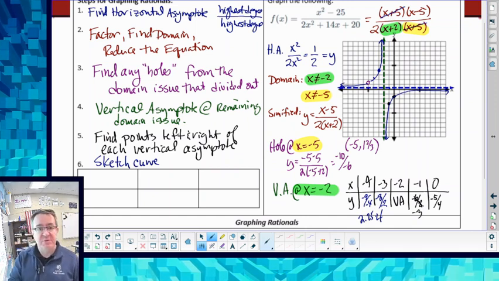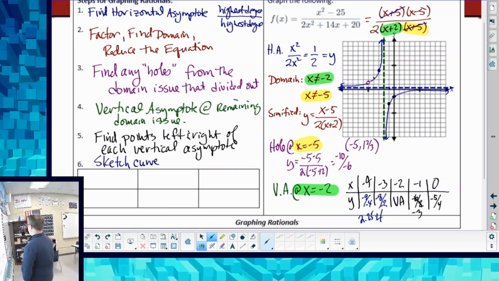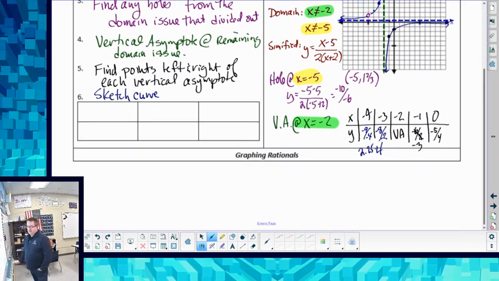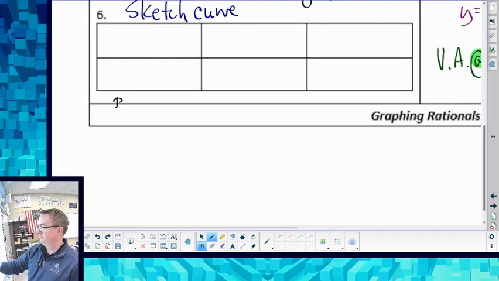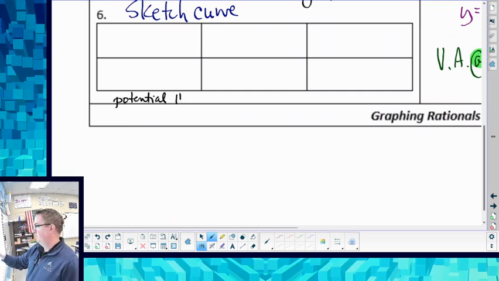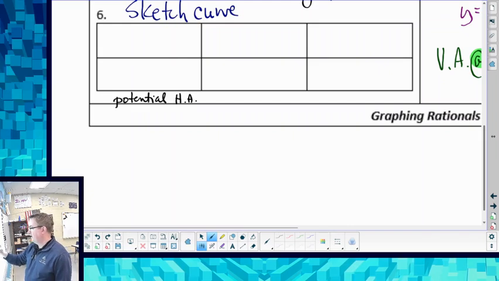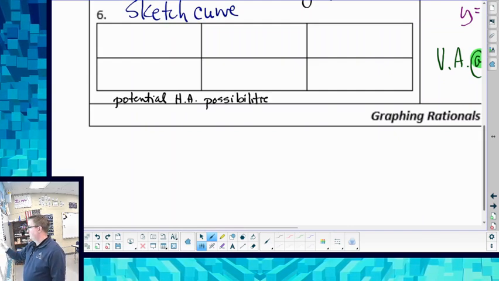Now, I promised you I was going to talk about the horizontal asymptotes, and that's what I'm going to do down here in this little box. I'm going to go ahead and zoom in for the sake of ease. I'm sorry, I need to probably rework this. Potential horizontal asymptote possibilities. It's kind of redundant. I'm sorry about that.